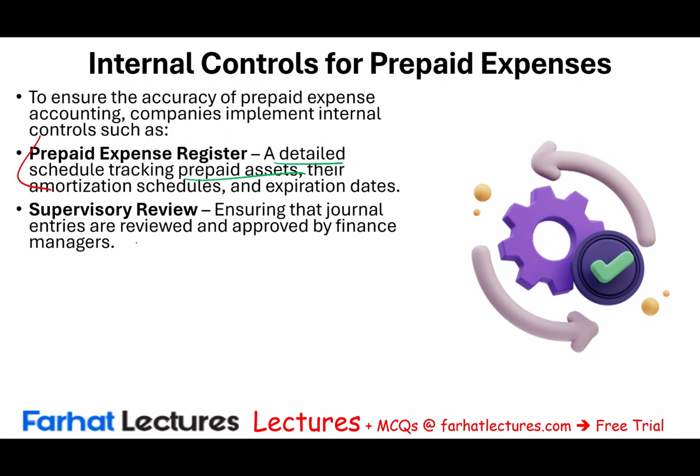Supervisory review, ensuring that journal entries are reviewed and approved by the finance manager. Those are part. So as an auditor, we say, okay, are they doing so? Are they getting approval before they make an adjustment, before they expense certain prepaid?